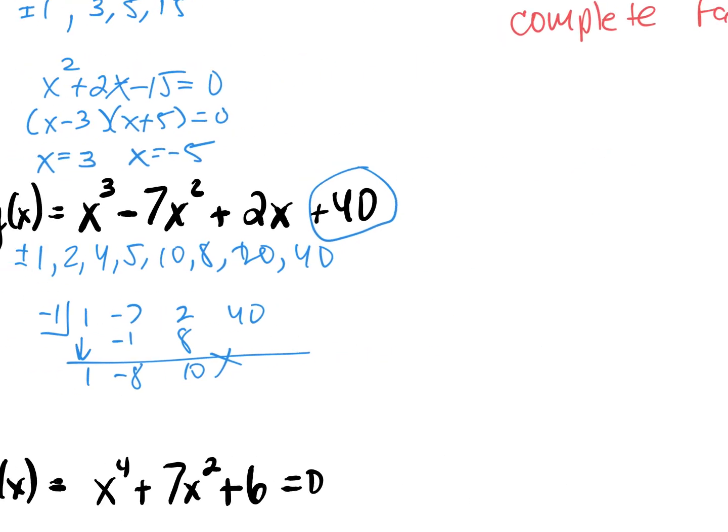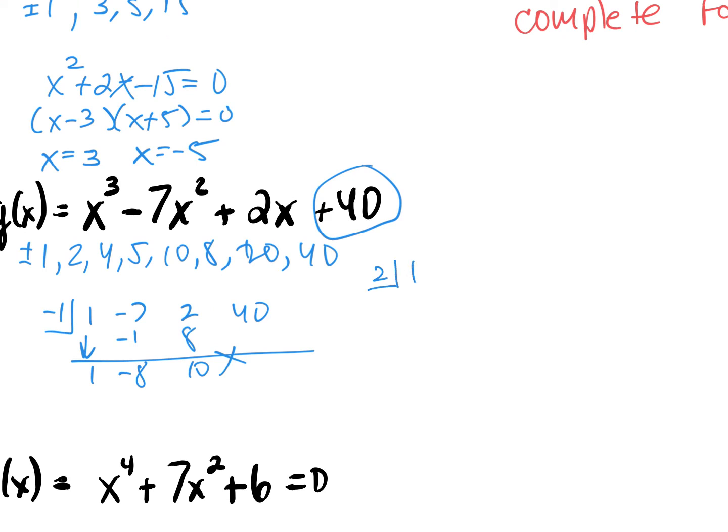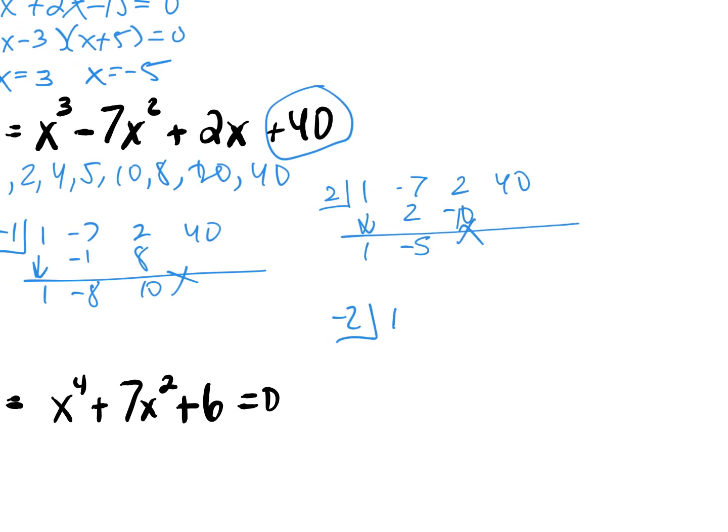Yeah. Let's try 2. 1, negative 7, 2, and 40. 1 times 2 is 2. Negative 7 and 2 is negative 5. Negative 5 and 2 is negative. Is this going to work? Should I just jump to something else? Or should I go methodically in order? I'd go methodically in order if you were me.